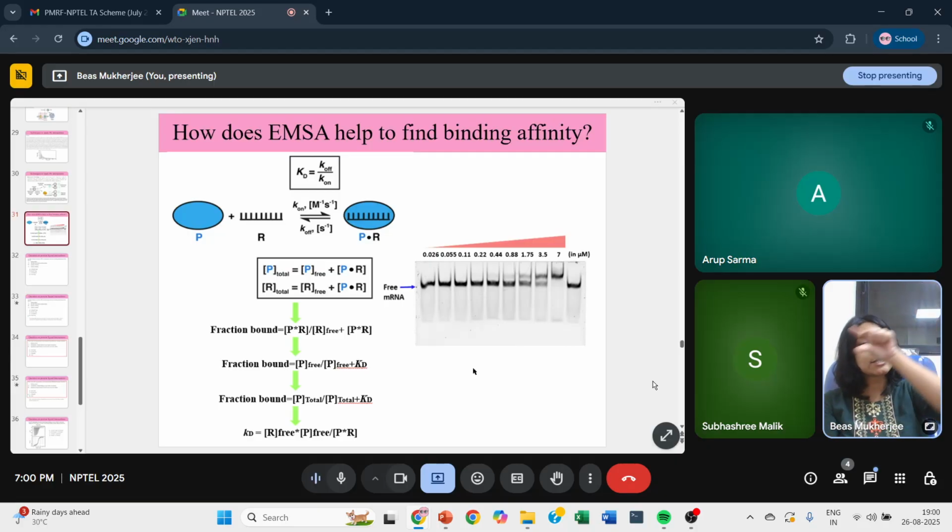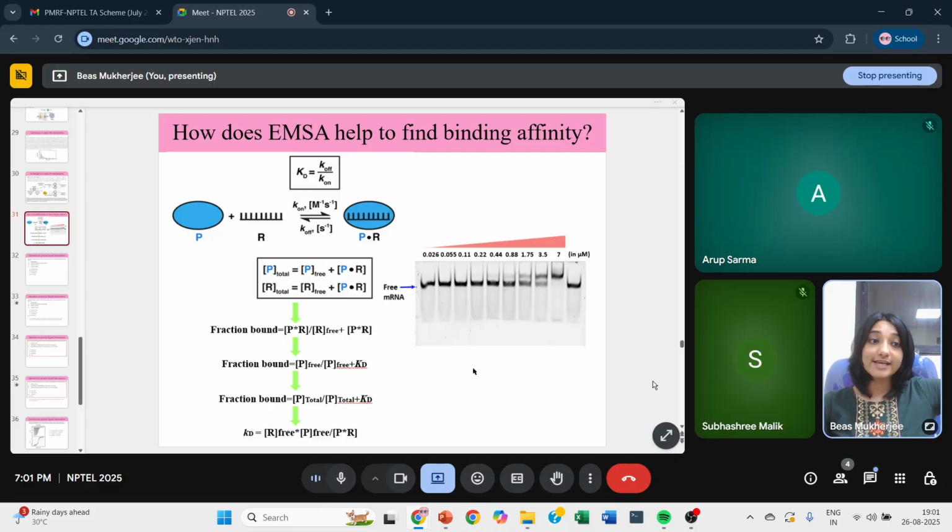Now there is decreasing concentration of protein. The protein that we add is half diluted. That means initially if it was 7 micromolar concentration, the next one will be 3.5, the next lane will be 1.75, the next lane will be like 0.8, like that. So as the concentration of the protein decreases, more of the free mRNA you will be seeing, and this will be running at the rate at which free mRNA normally runs.